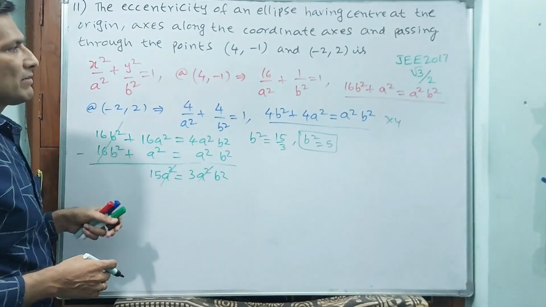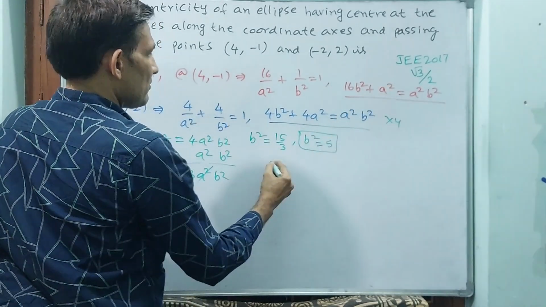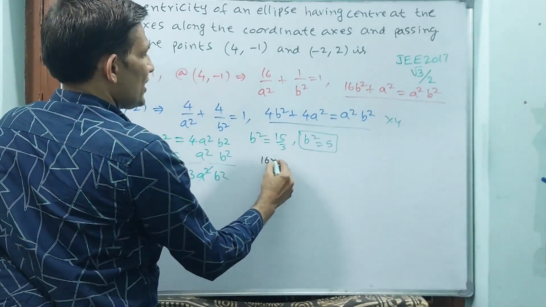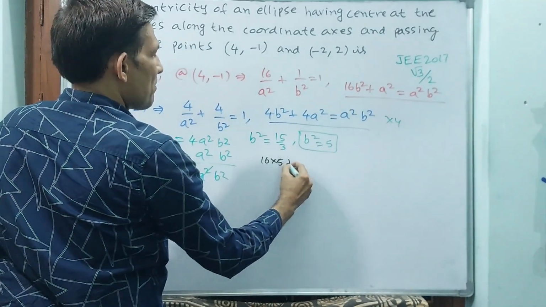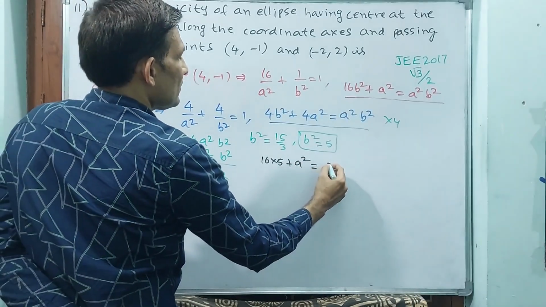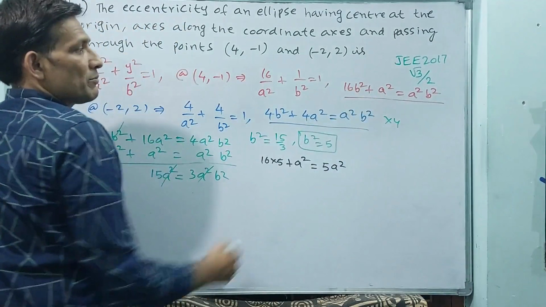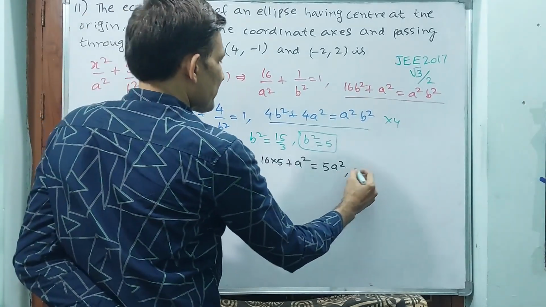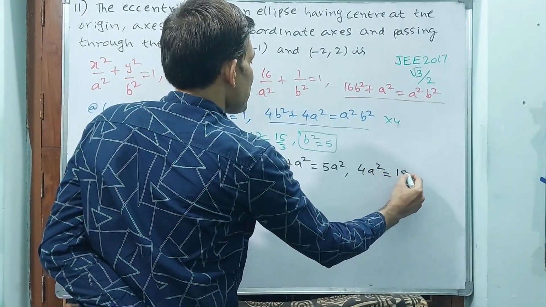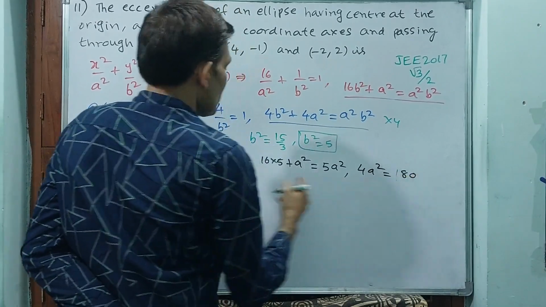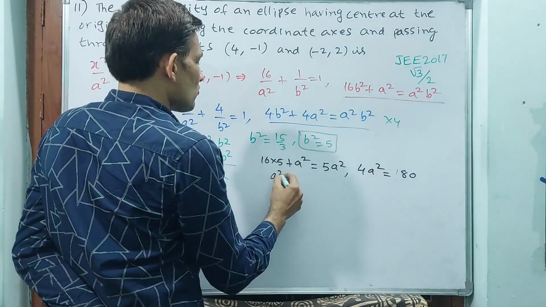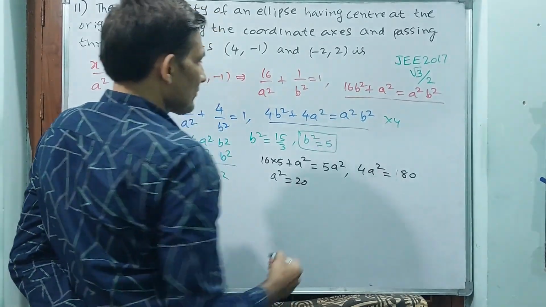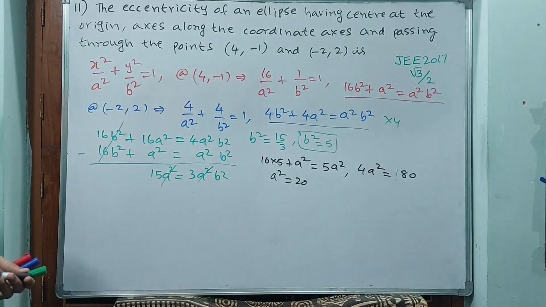Okay, right now any one equation you take, this equation we will take. See, 16 into 5, why? Because b square value is 5, plus a square is equal to again 5 a square. Okay, b square value is 5. Now see, 5a square minus a square, 4a square. 4a square is equal to 80. 16 5s are 80. Then what is the a square value? 20. Is it correct? 16 5s are 80, and this goes minus 4a square, yes, 20.